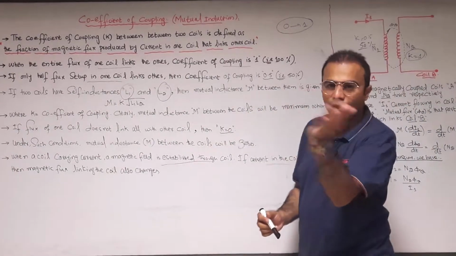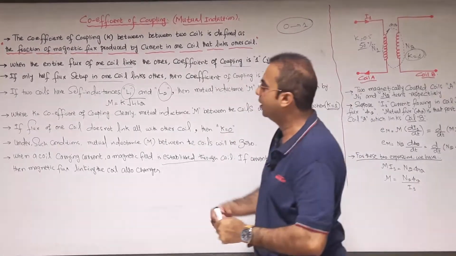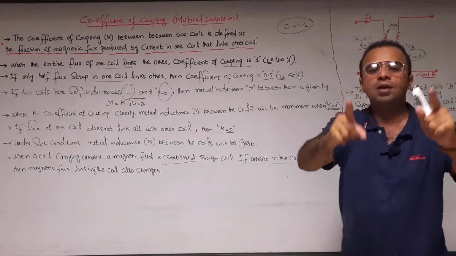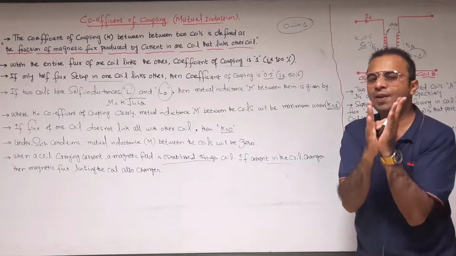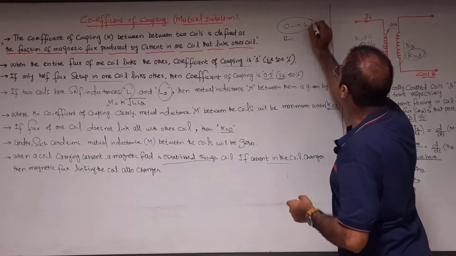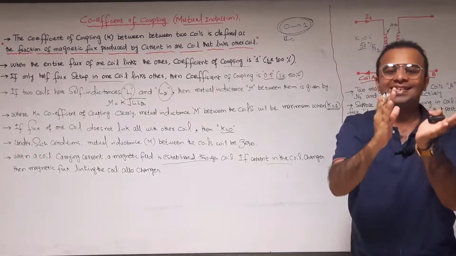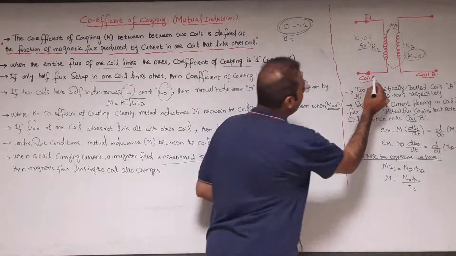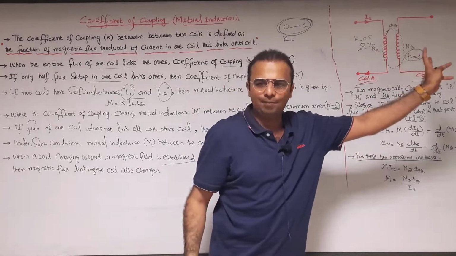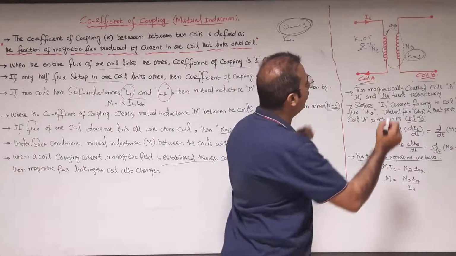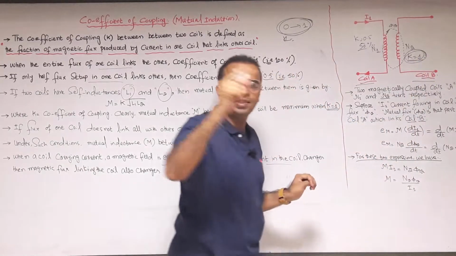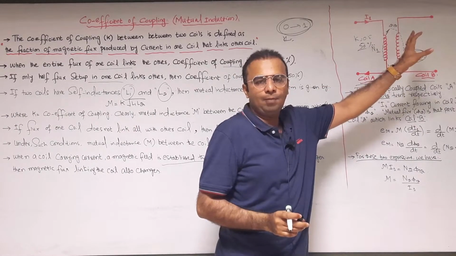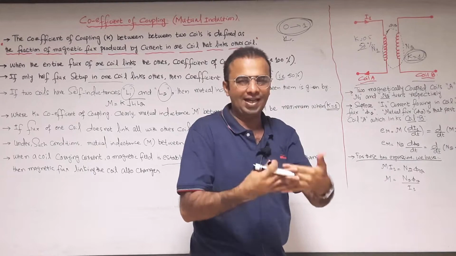Now let's discuss the coefficient of coupling, which is denoted by K. When the entire flux of one coil links to another, the coefficient of coupling is 1 or 100%. The K value is always between 0 and 1. If coil A and coil B are magnetically coupled and K is equal to 1, then 100% flux linkage, the maximum, is achieved between these two coils.